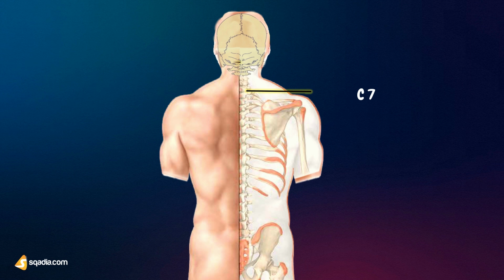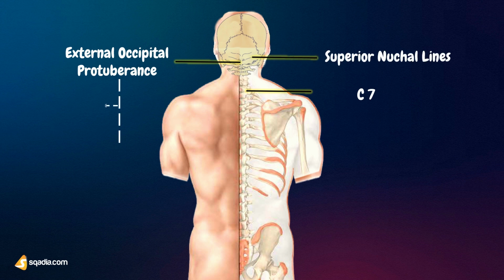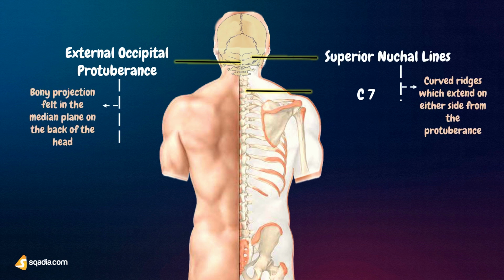The junction of the back of the head with that of the neck is indicated by the external occipital protuberance and the superior nuchal lines. The external occipital protuberance is a bony projection felt in the median plane on the back of the head at the upper end of the nuchal furrow, running vertically on the back of the neck.